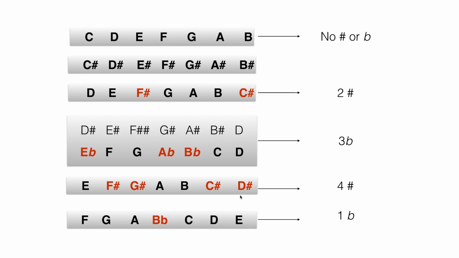Doing the same, increasing a half step, we have the F major scale. Then we have E plus a half step, we have F, F sharp plus a half step, we have G, G sharp plus a half step, we have A, A plus a half step, we have A sharp, which is B flat. B plus a half step, we have C. C sharp plus a half step, we have D. And D sharp plus a half step, we have E. So F, G, A, B flat, C, D, E. So one flat in the F major scale.